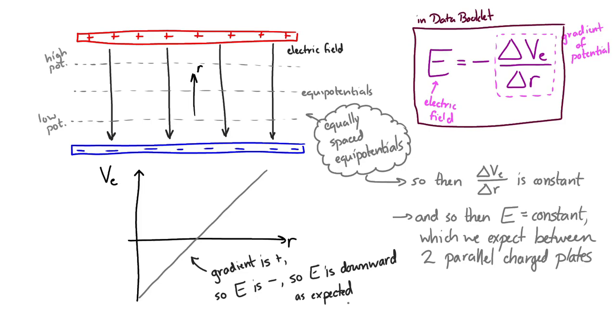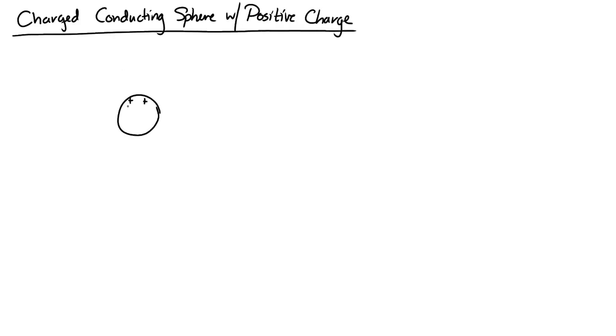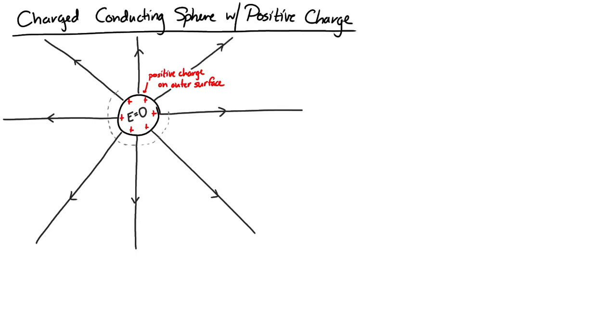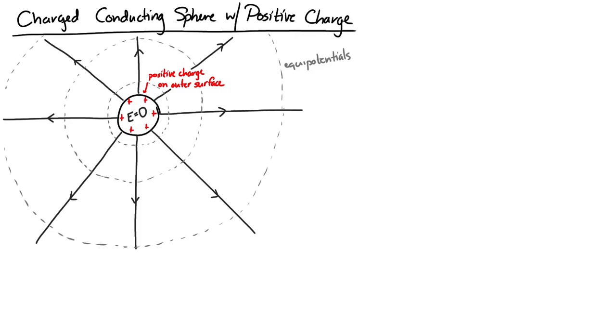Now let's say that we have a charged conducting sphere, with a positive charge on it. If you remember back to what we've seen before, if I have positive charge on a conducting sphere, the positive charge is going to be only on the surface of that sphere. And it's going to arrange itself so that the electric field inside the conducting sphere is zero. The electric field lines would look like this. They'd be radial and away from the surface. And the equipotentials would be perpendicular to the electric field lines, so they'd look like this. They'd be concentric circles with the center of the conducting sphere at its center.